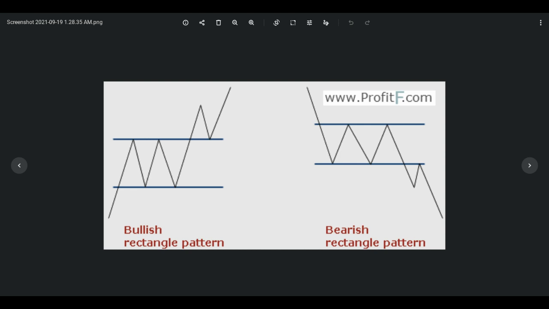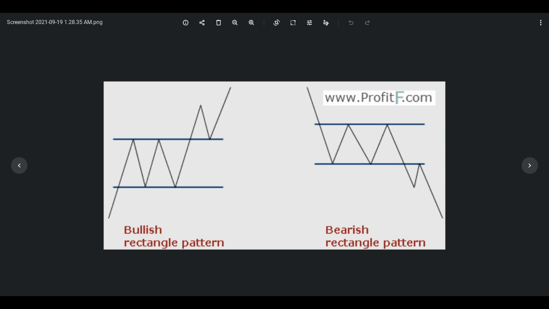Now, the directional bias could be bullish or bearish. Pattern type: reversal or continuation. Pattern description: a rectangle is a non-directional pattern that can result in either a bullish or bearish breakout. A rectangle bottom is defined by the previous downtrend before the formation. The formation is when the price oscillates between the two horizontal price levels or channel.